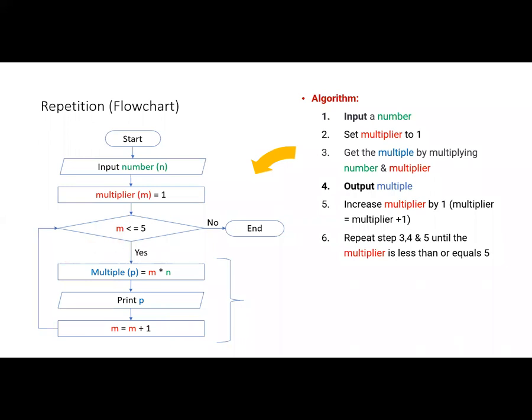When the condition is false, which means when the multiplier is equal to 6: is 6 less than or equal to 5? No. Then terminate the program. We have discussed the three control structures that are used in algorithms.